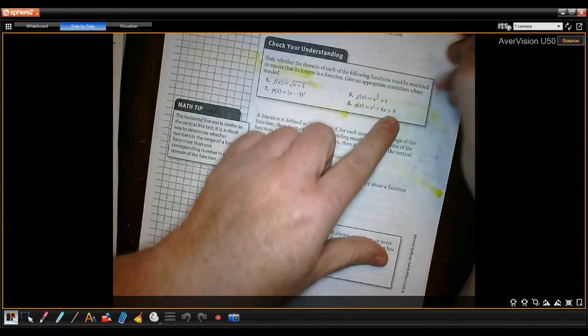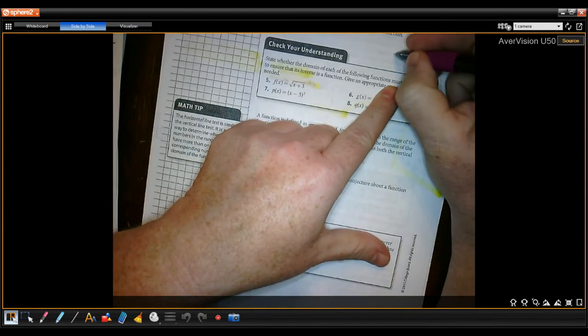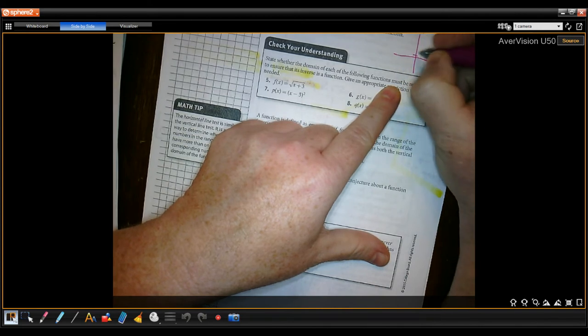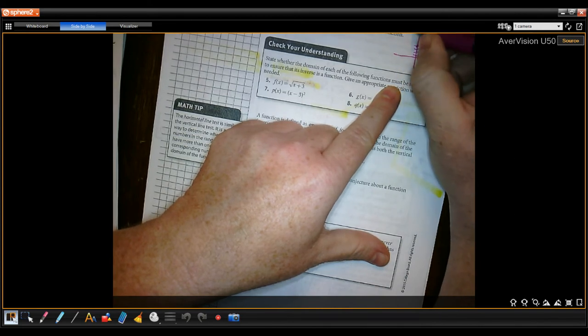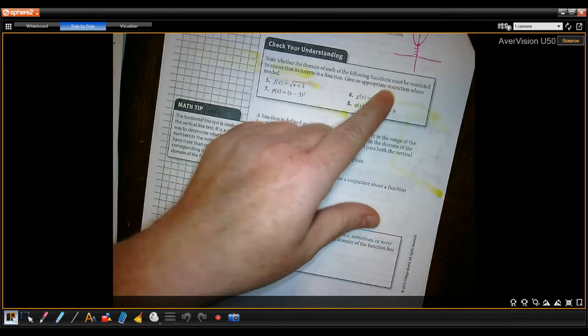Okay, last page. Give another possible restriction for the domain of the function y equals x squared plus 4. Okay, so this is important to know. All right, so x squared plus 4. So here's the graph. 1, 2, 3, 4. Okay, here's a cool thing. It says give a possible restriction on the domain of the function.